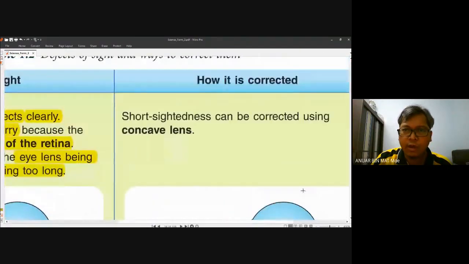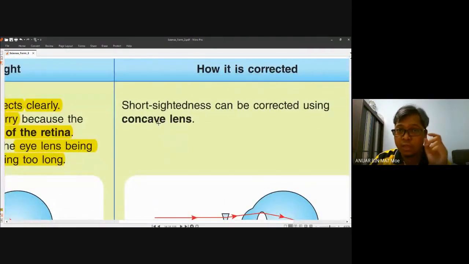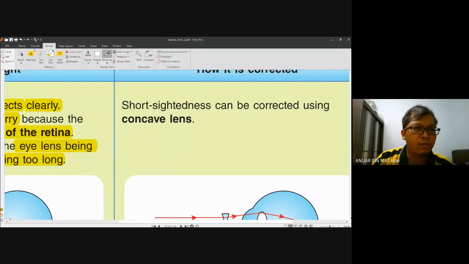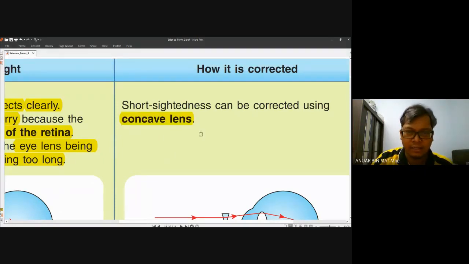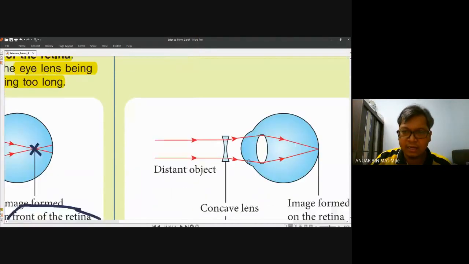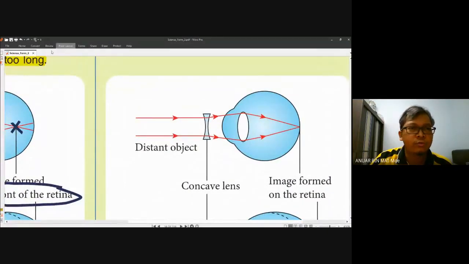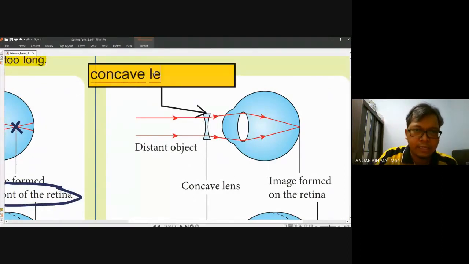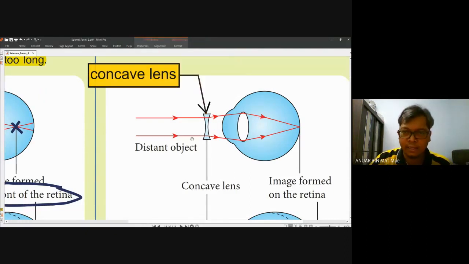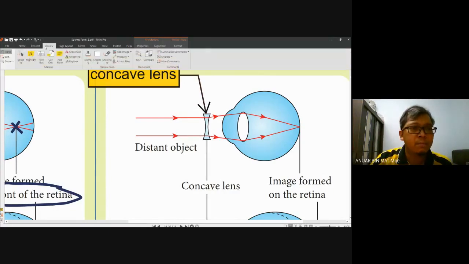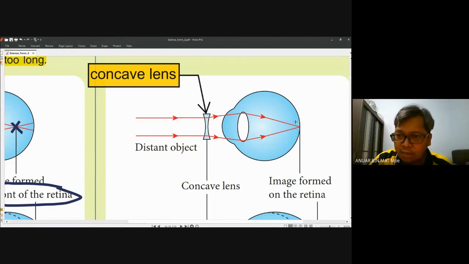Okay, so how to correct them? Boleh, kita boleh memperbaiki. We can correct short-sightedness by using a concave lens. Gunakan concave lens. Ini cara-cara dia. Alright, you use a concave lens to correct the vision here, so that the image will form on the retina here.